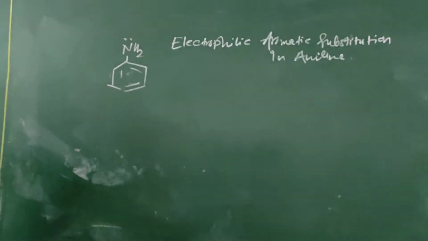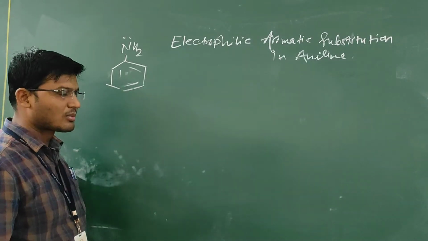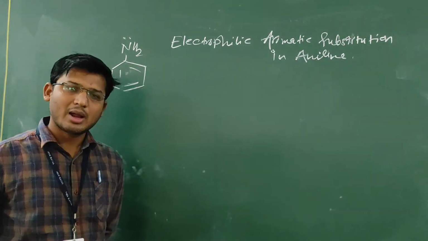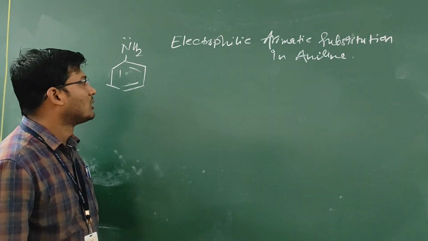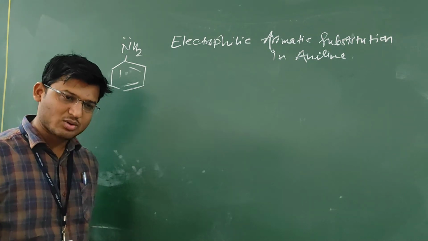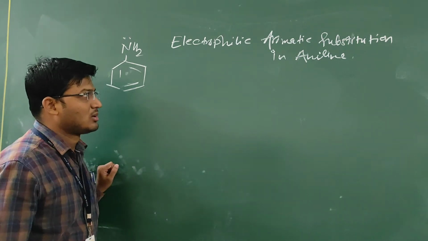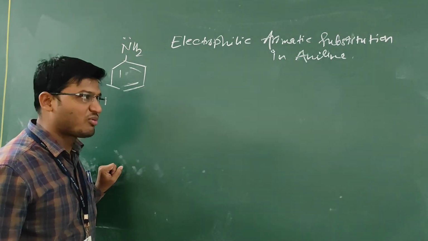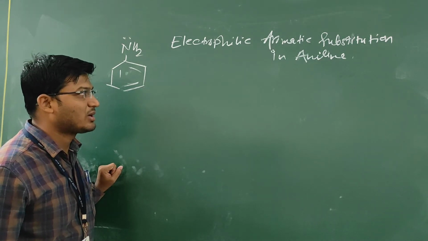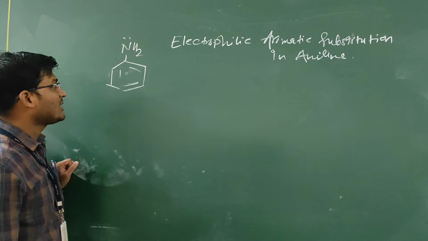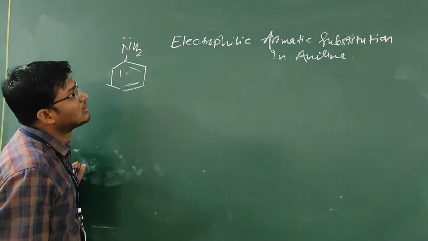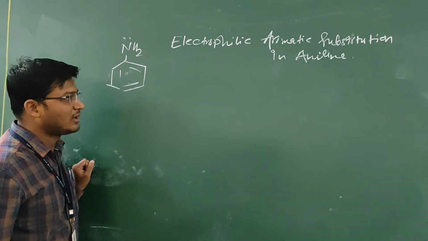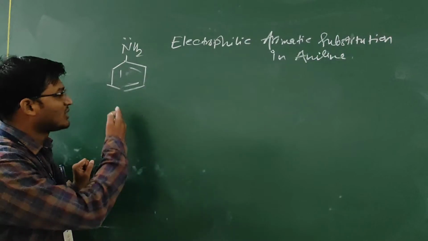Now, what is electrophilic aromatic substitution? The aromatic substitution in which the electrophile attacks the ring by replacing the aromatic hydrogen by the electrophile. The reaction in which the replacement of aromatic hydrogen by the electrophile takes place is called electrophilic aromatic substitution. But this is taken in aniline. This electrophilic aromatic substitution reaction takes place in aniline. This is the structure of aniline.